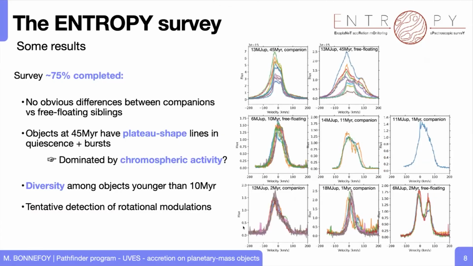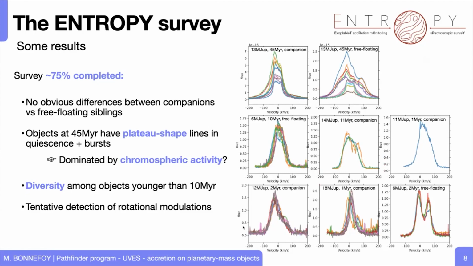And just to give you a summary of where we are now: the survey is almost completed. We have one run left that will be conducted in the spring of next year. Here's the diversity we are seeing. We are seeing a lot of diversity. On some objects, and this is an example here, this is a 45 million years old object, it still has a disk with a significant excess emission.